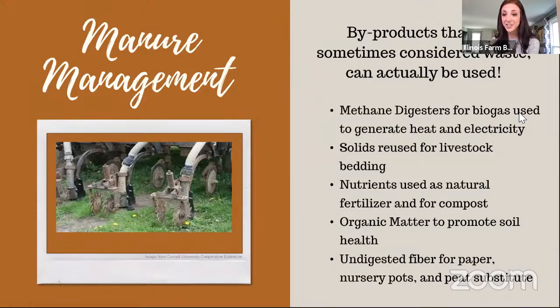And then any undigested fiber can be reused to make any of the little peat substitutes, nursery pots, paper, all sorts of stuff. And I actually have a little journal that's made from paper from the undigested fiber from cow manure. And it's pretty cool that we're thinking, well, this is another way that we can create paper and all these products instead of having to use the amount of trees that we do to create these products. So lots of cool things.